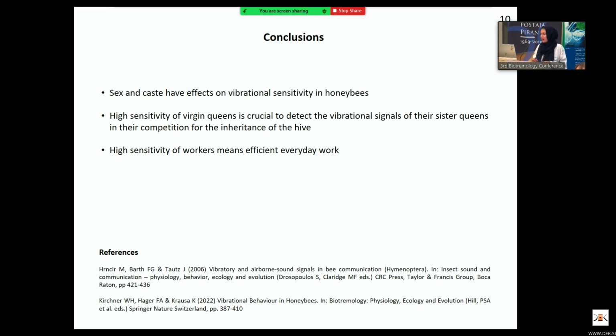And instead, a high sensitivity for worker bees means just efficient everyday work, because worker bees are involved in several activities and they are the ones who lead the hive, so obviously they need efficient communication as well.